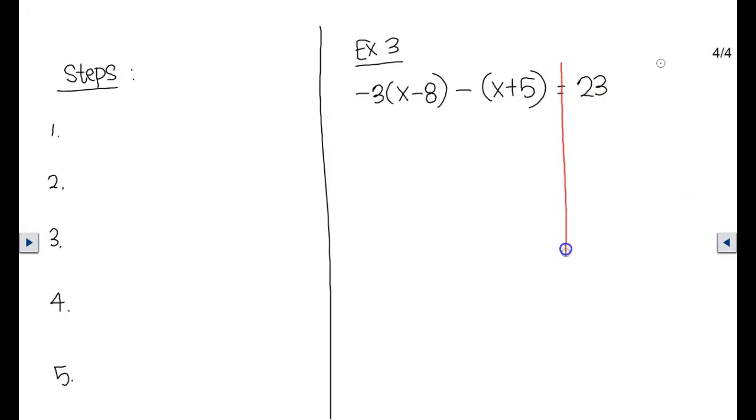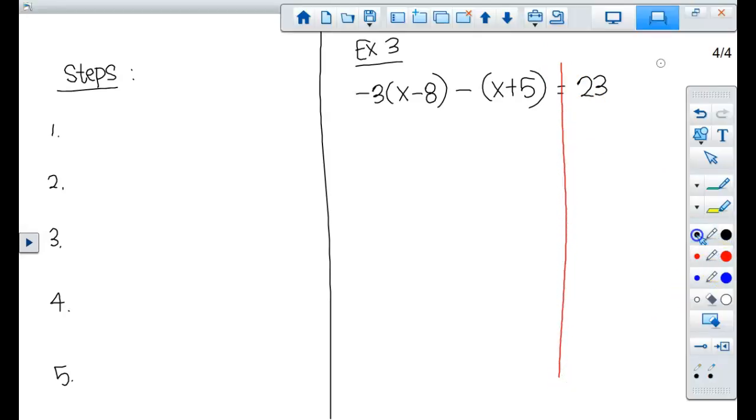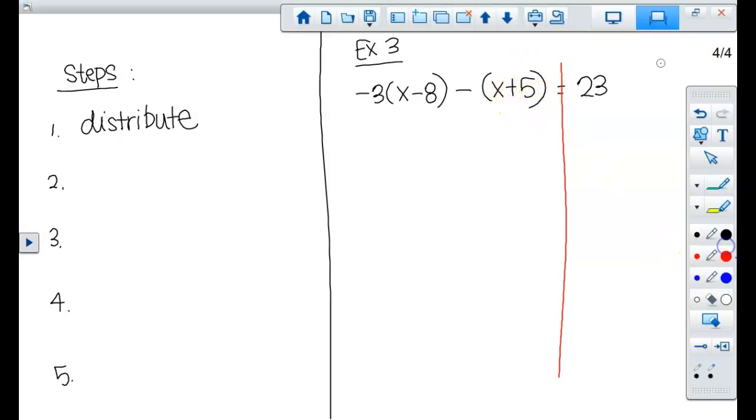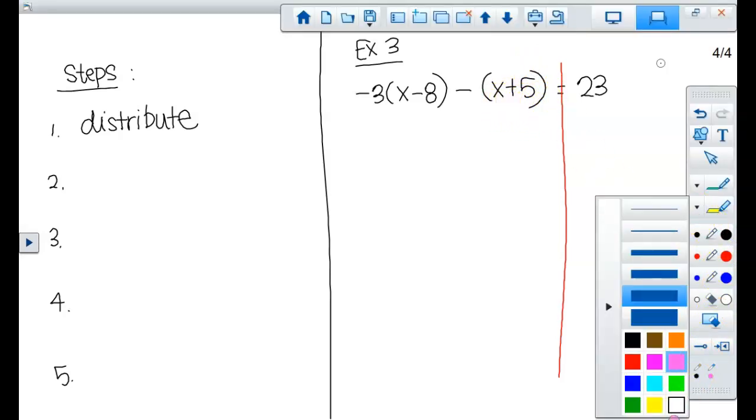I'm going to draw my line through my equal sign, so I'm set and ready to go. All right, step 1 is to distribute if it's necessary. So I look to see if I have groups, and I do. I have 2 of them. Here is one group, x minus 8. Here is another group, x plus 5. So I'm going to have to distribute a couple of times here.